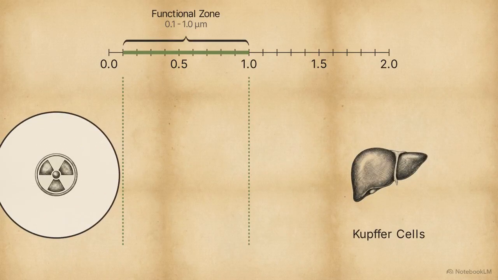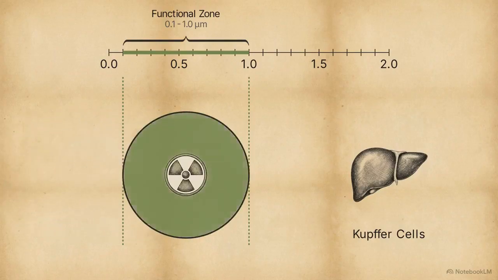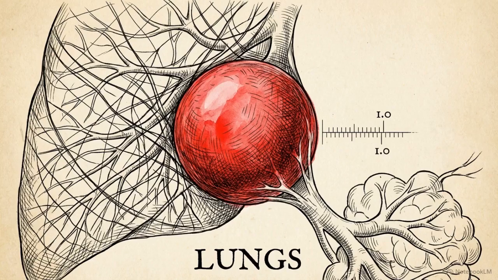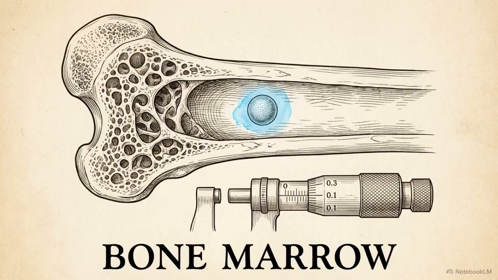For the Kupffer cells to eat the radioactive particles, they must be manufactured to measure exactly between 0.1 and 1.0 micrometers. If the preparation process yields particles larger than 1.0 micrometer, they become too large to pass through the microvasculature and get physically trapped in the pulmonary capillaries of the lungs. Conversely, if the particles are engineered smaller than 0.1 micrometers, they bypass the liver entirely and are absorbed by the reticuloendothelial cells of the bone marrow.